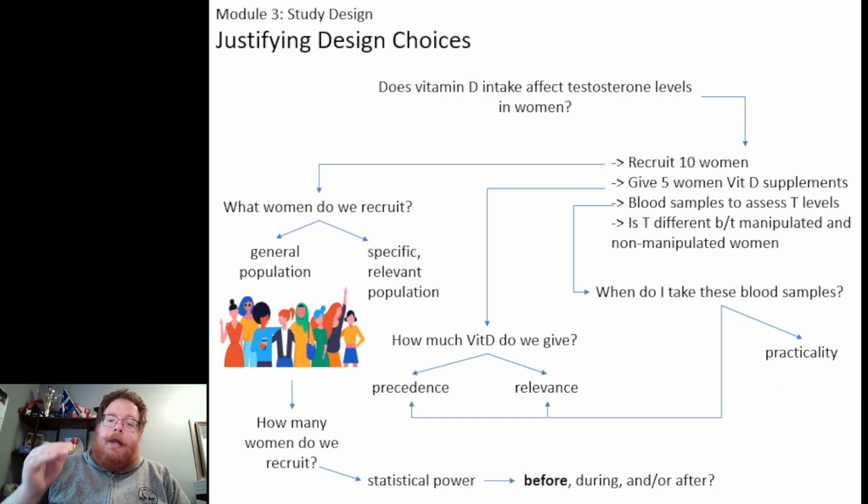Okay? But again, in the order here is a hierarchy. It should go precedence, relevance, and then practicality when you're making these kinds of decisions. Okay? But what I hope you can see here is, again, I've got my experimental design, but I've justified every choice that I had to make in that design. None of my choices should be random.